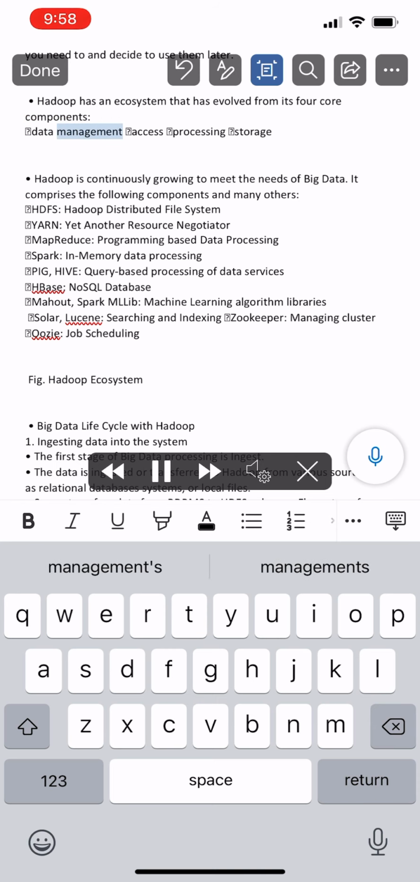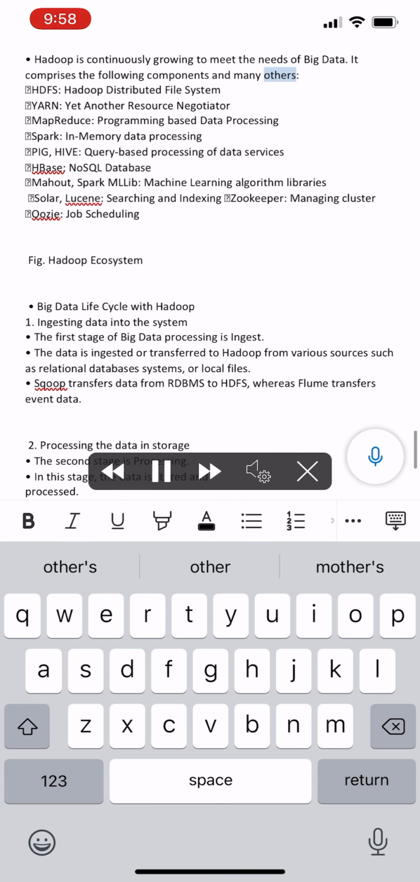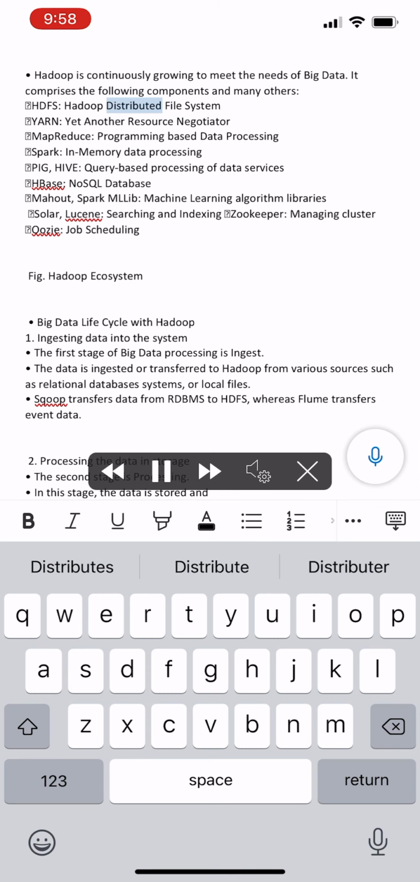Data management, access, processing, storage. Hadoop is continuously growing to meet the needs of big data. It comprises the following components and many others. HDFS, Hadoop Distributed File System. YARN, Yet Another Resource Negotiator. MapReduce, programming-based data processing. Spark, in-memory data processing.